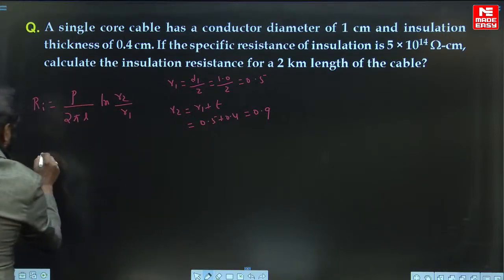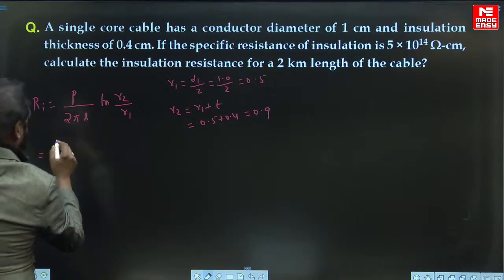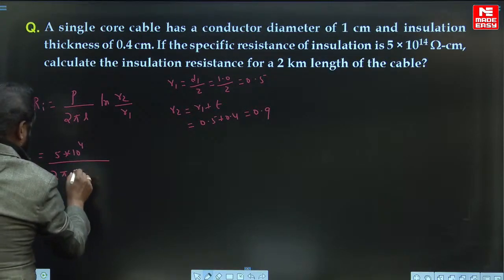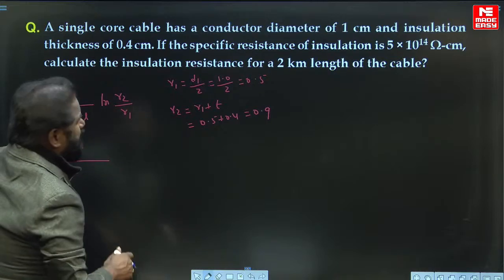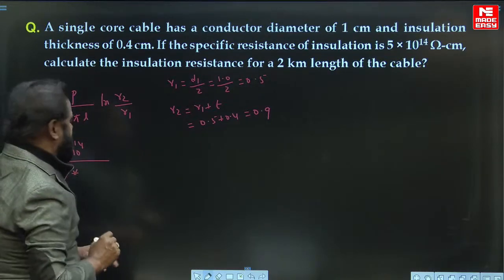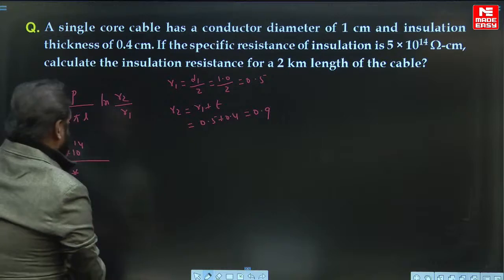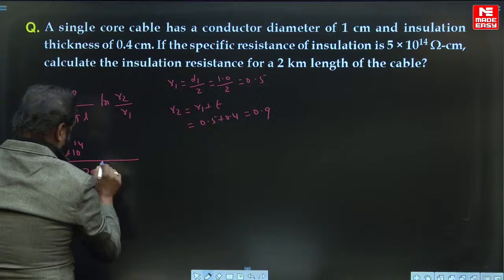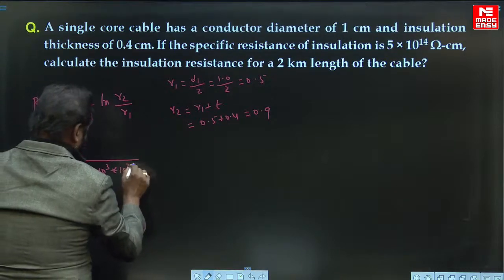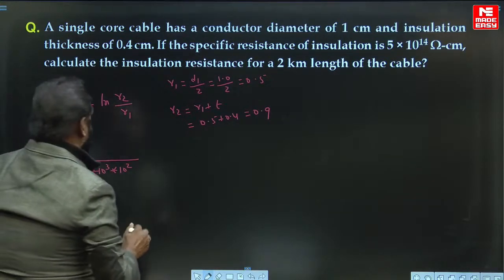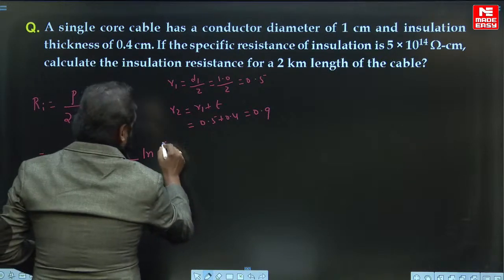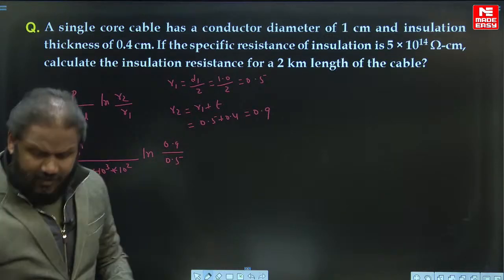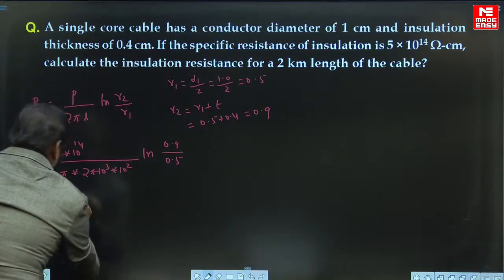If you substitute here, this equals 5 into 10 to the power of 14 divided by 2 pi into length. Actually it is 14, right? Okay, sorry. It was given in ohm cm, therefore you also have to convert the length into centimeters. That is 2 into 10 cube to get meters, and into 10 square to get centimeters, into ln 0.9 by 0.5. So this would be equal to 229 mega ohms.